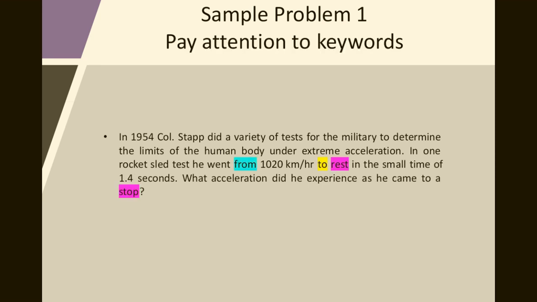First, let's look at the problem a bit closer. We only have two numerical values of 1,020 kilometers per hour and 1.4 seconds. However, there are certain keywords that give us additional clues and values. The word from indicates initial, and the word to indicates final. The words rest and stop both indicate a velocity value of 0 meters per second. Now that we have taken care of that, let's list the unknowns and known variables.